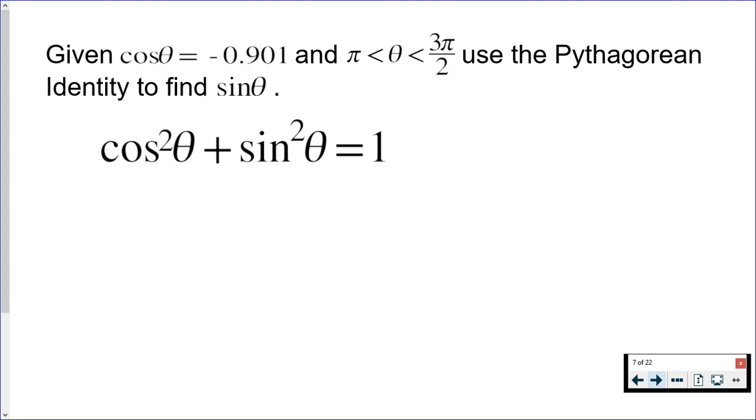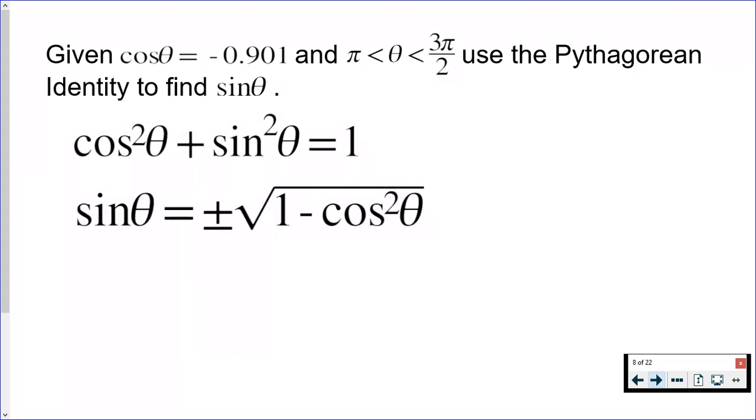So if you do solve this for sine of theta, this is what the equation looks like. Now, you don't necessarily have to have this second one memorized. As long as you have the first one and you know how to solve for sine, then you should be good.